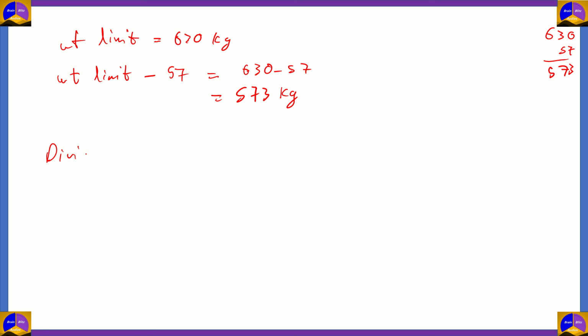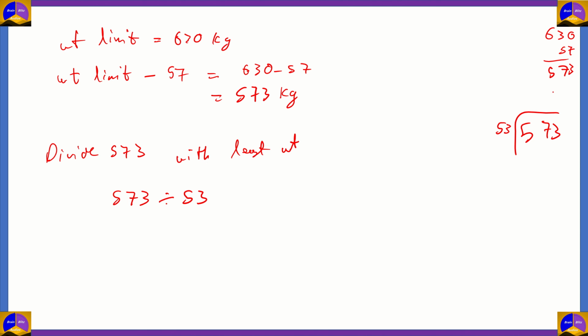Now, we divide 573 by the least weight. So that means it'll be 573 over 53. Now let's do that here as well. Of course, this won't be a perfect division. There's going to be a remainder. So 53 times 10 is 530. So 3 minus 0 is 3. 7 minus 3 is 4. 5 minus 5 is 0. So what we get is 10 and 43 over 53.